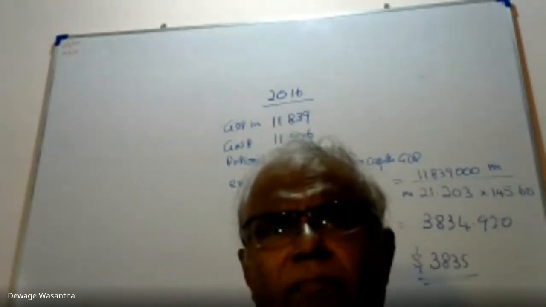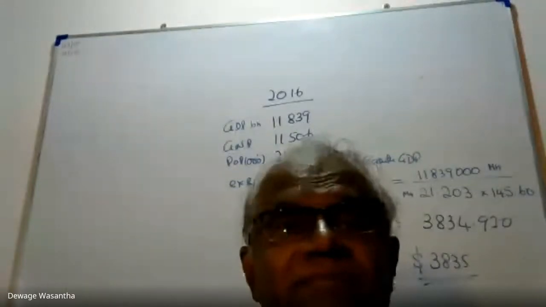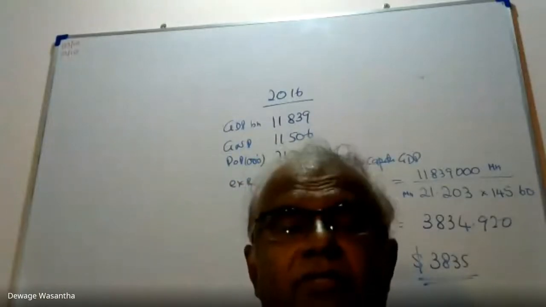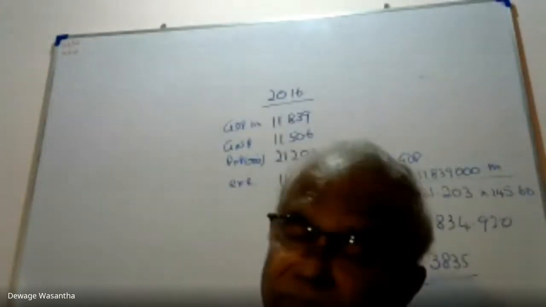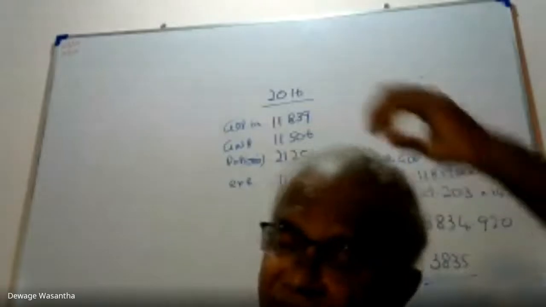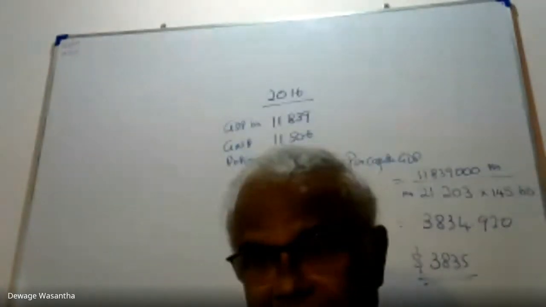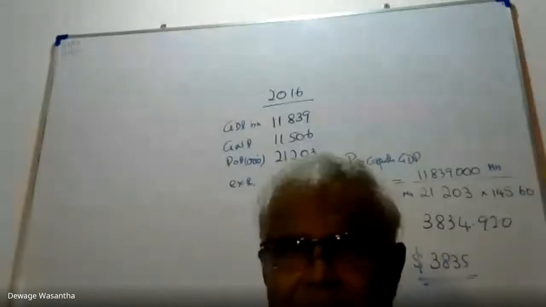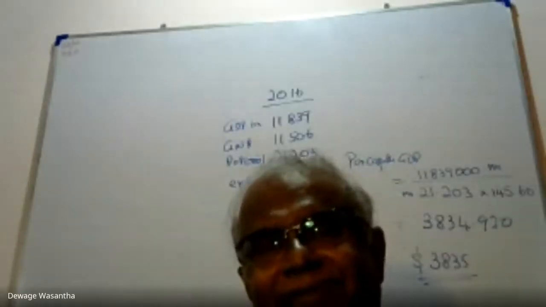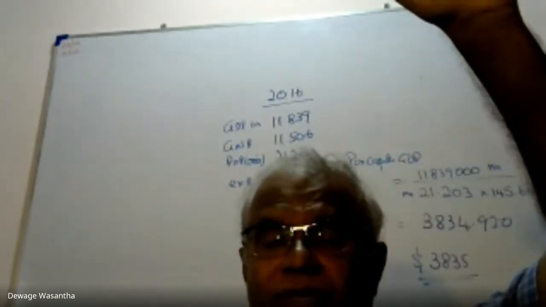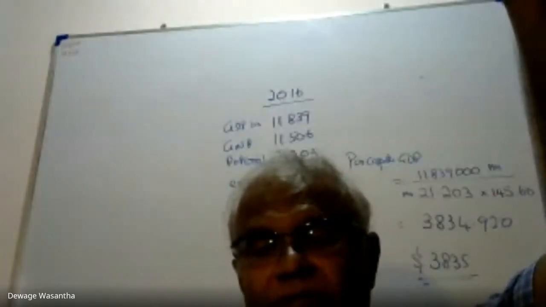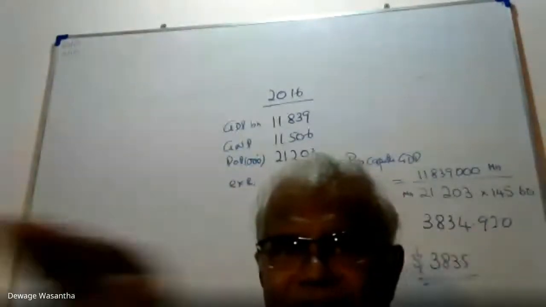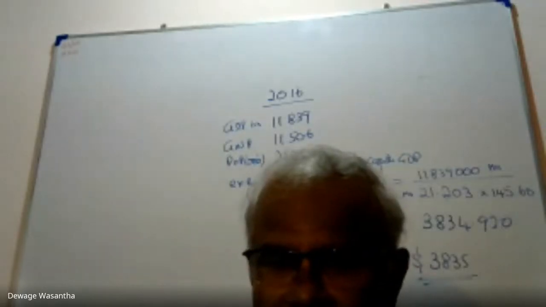Other years also I want you to calculate per capita income. The average person in Sri Lanka in 2016 was getting $3835 annually. That doesn't mean each and every person is getting 3835. There are people below this average and there are people above the average. Very rich people, maybe the richest 10% of the population, their income could be huge. The lowest 10% will have very low income. But we are talking about the average, right? Okay.